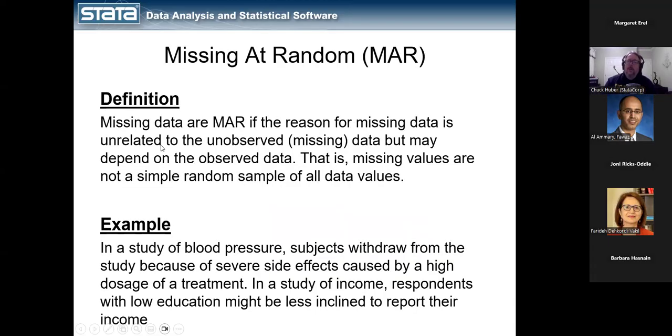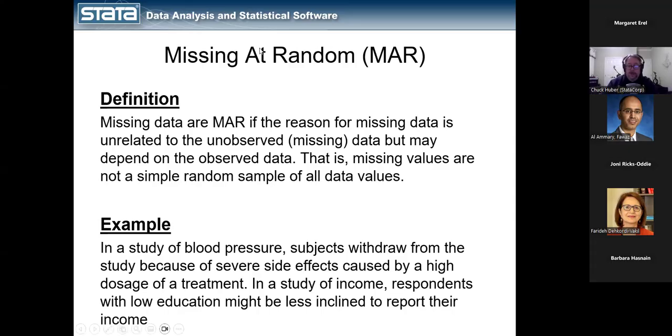So the next one is called MAR, missing at random. That means that the reason for the missing data is unrelated to the data that are missing, that we don't observe. But it could depend on some of the data that we actually did observe. There could be a relationship there. And so the missing values are not just a simple random sample of all the data values.